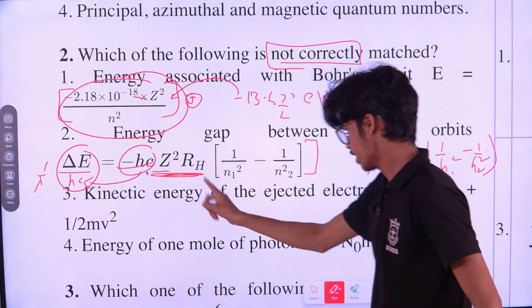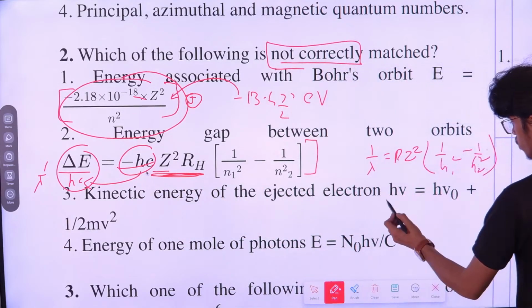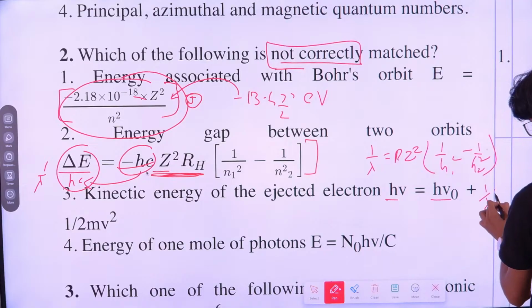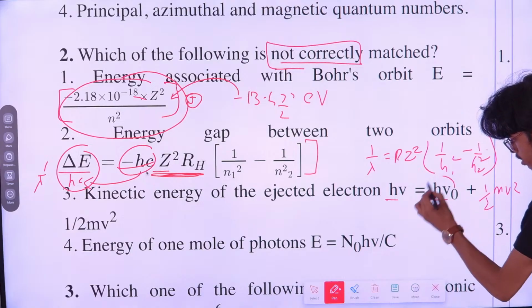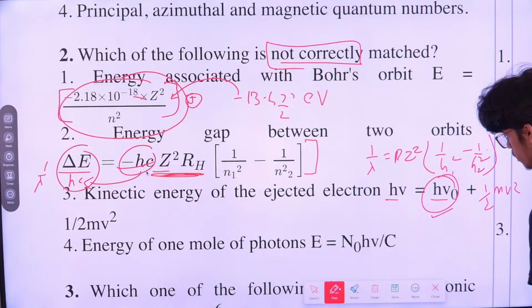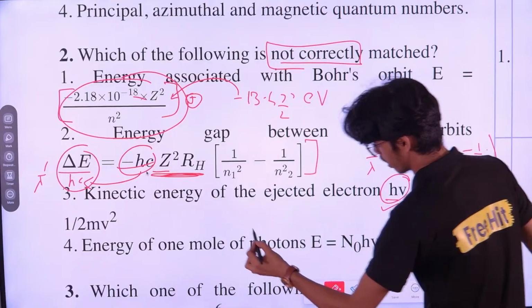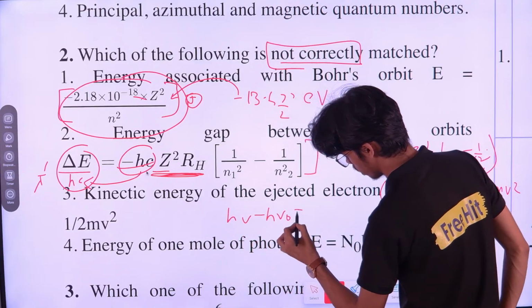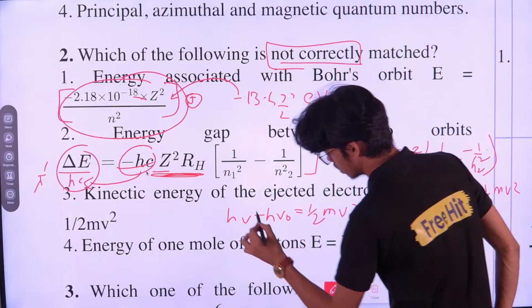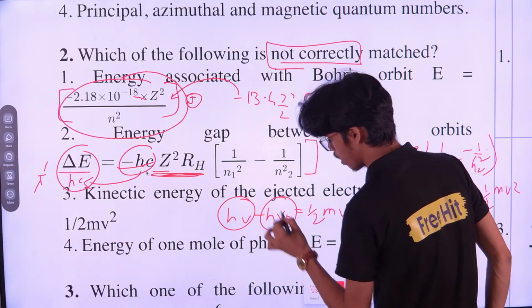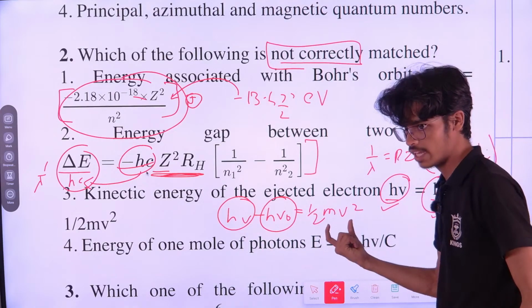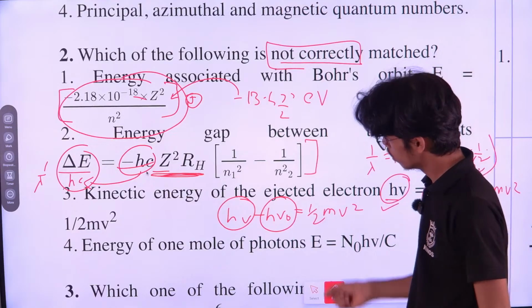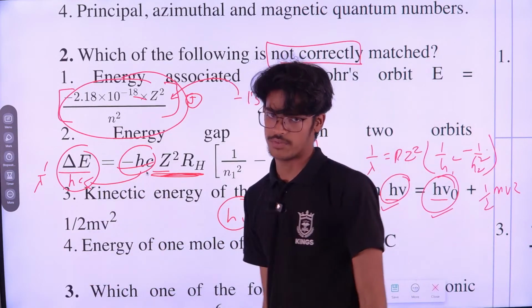Now third, the kinetic energy of the ejected electron is this. h nu equals h nu naught plus half m v square. This h nu naught is the work function required to eject the electron, and h nu is the amount of energy that you are putting in. If you rewrite this, h nu minus h nu naught equals half m v square. The energy that is left after subtracting is given to the electron as kinetic energy during the photoelectric effect. So this option is also correct. It means obviously the fourth will be the answer.